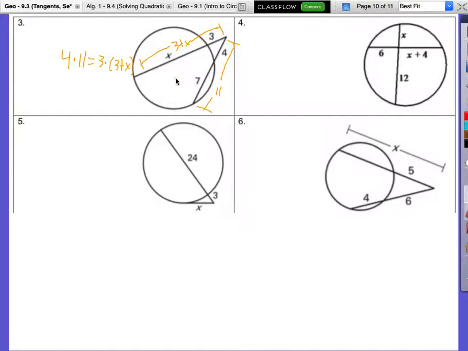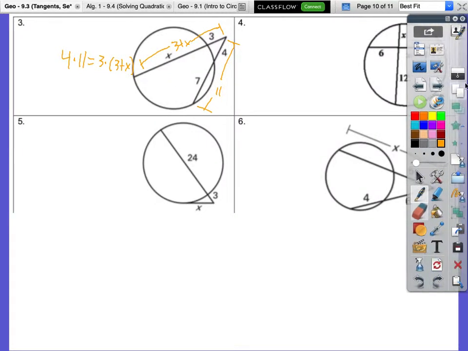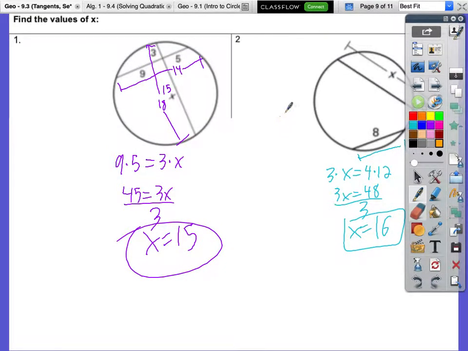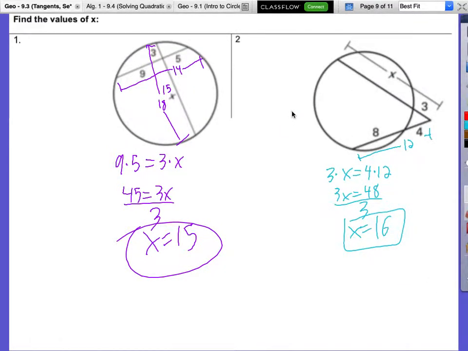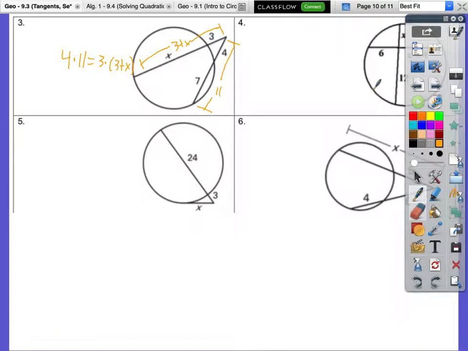Haley, why is it 3 times 2? On number 2, no, not that. I mean, why is it 3 times though? I disagree, because that's how it always is. You do the external times the whole thing. Oh, okay. So we did the external times the whole thing.